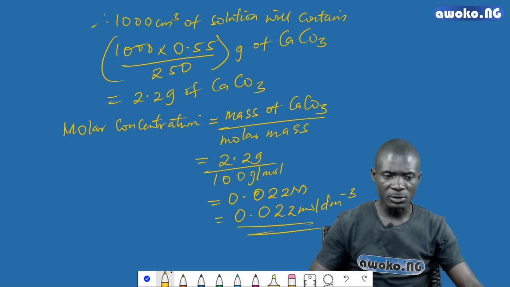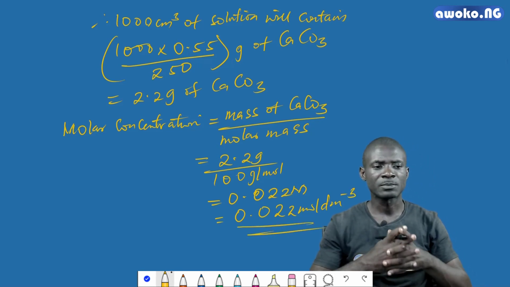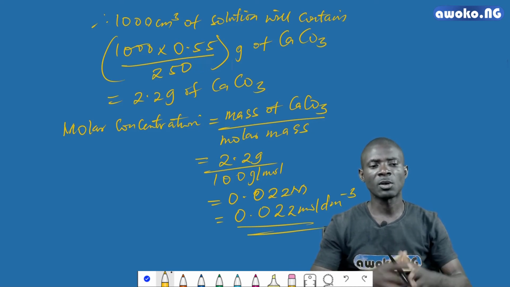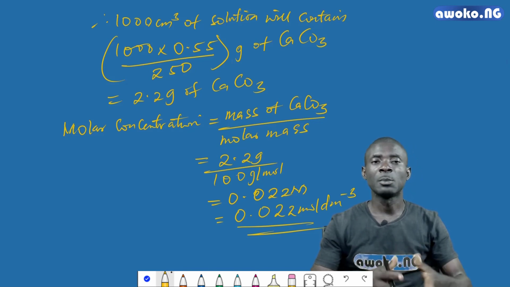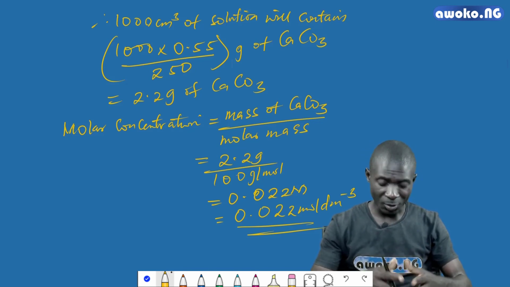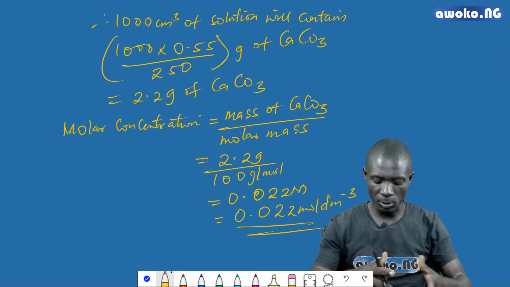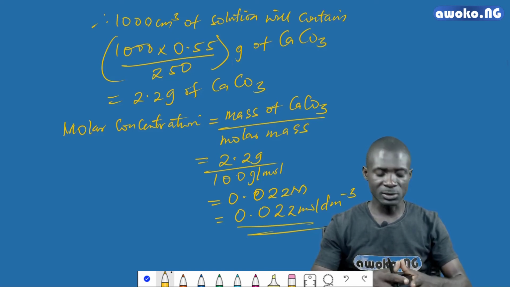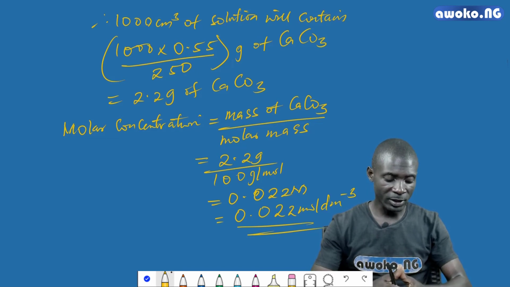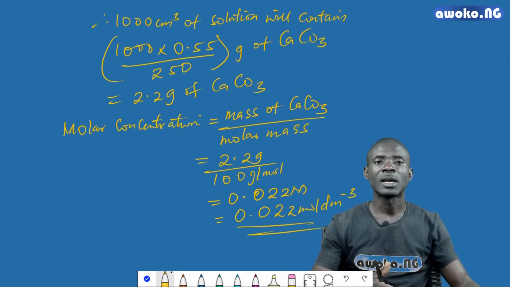So that gives us the molar concentration of the solution. All right, so this is our final answer. The molar concentration of the solution, or the concentration in mole per dm cube, as 0.022 mole per dm cube. So that is our final answer for this very question. It is very, very simple. Now let's take a look at our second example.